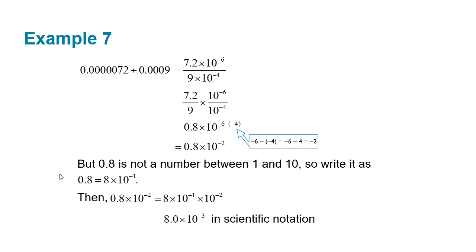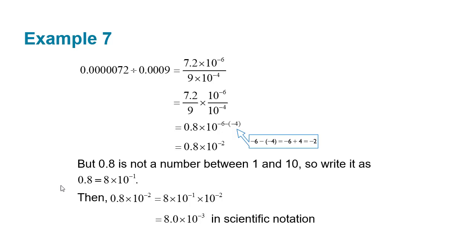10 to the negative 6 divided by 10 to the negative 4 is 10 to the negative 6 minus negative 4, or negative 6 plus 4, which becomes negative 2. And we do the math, we get 0.8 times 10 to the negative 2, but 0.8 is not between 1 and 10, so it's not in standard scientific notation.